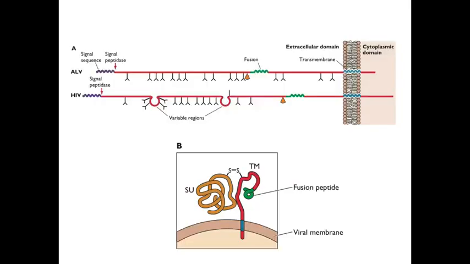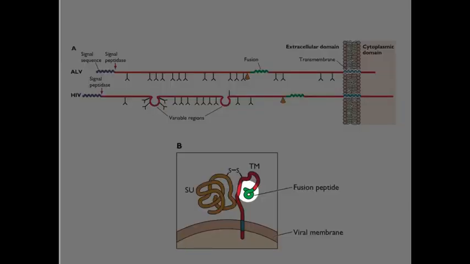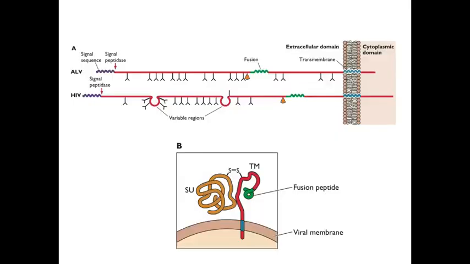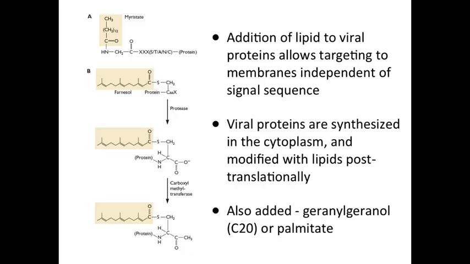Here's the fusion peptide bent close to the membrane, so it won't randomly fuse with any membrane. The SU is the attachment protein, and we talked about how this works when it binds receptors and leads to fusion at the plasma membrane. Now, some of these proteins get modified with lipids as another way of telling them where to go in the cell. So we've talked about signal sequences that bring proteins through the secretory pathway, but there can be lipid modifications occurring as well, and these typically target proteins to membranes of different sorts.